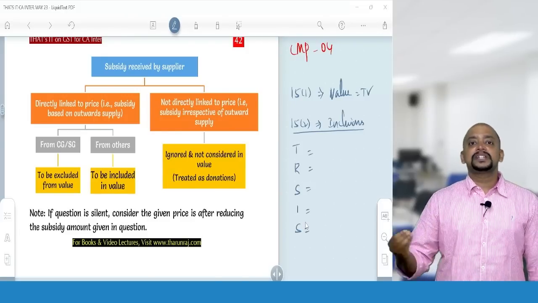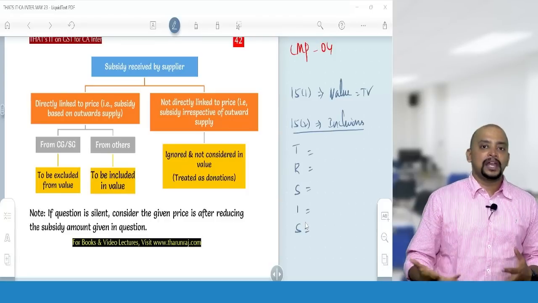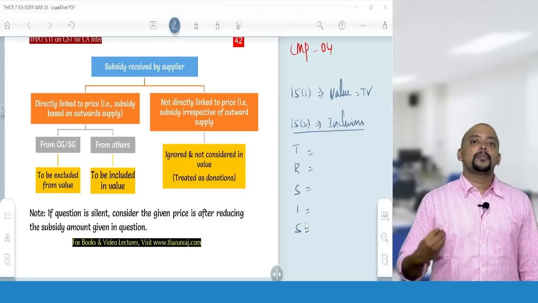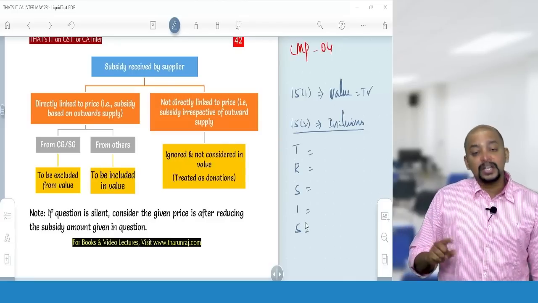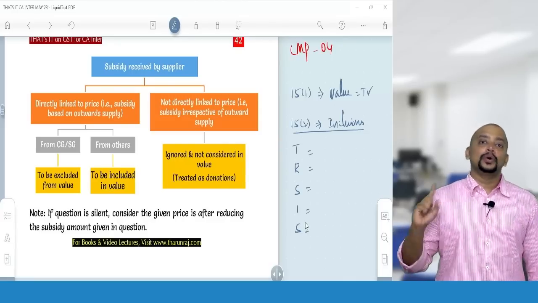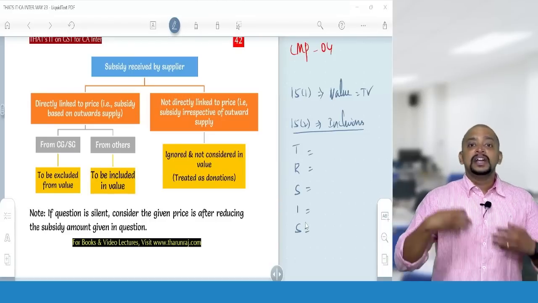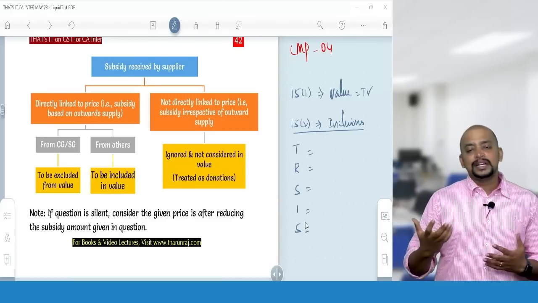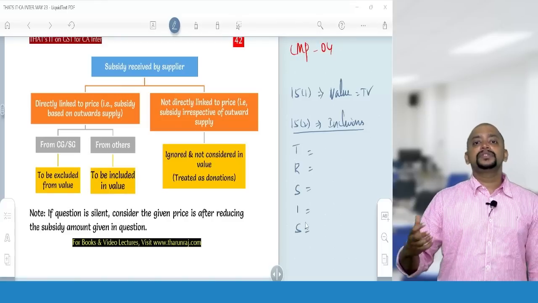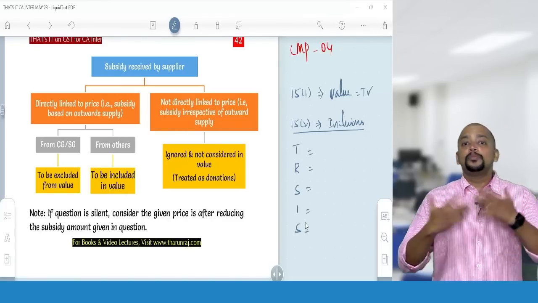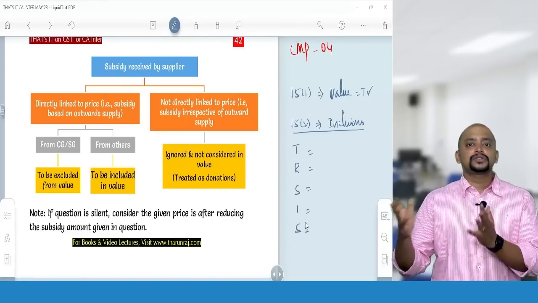What if that subsidy is not directly linked to the price? Meaning irrespective of the outward supply, we receive some lump sum amount as subsidy, then that will be ignored for the purpose of valuation, and that should be treated as a donation. If it is a conditional donation, meaning that money we are receiving against doing something, then that will be treated as a separate transaction. If that money is received for which we don't have any obligation to do, then it is an unconditional donation, not treated as consideration, so we will leave it.